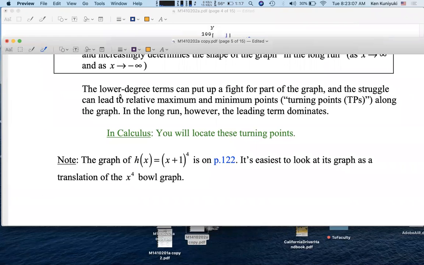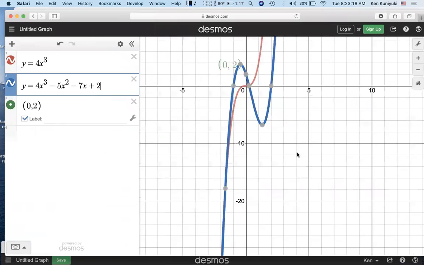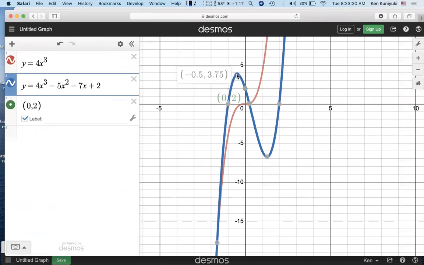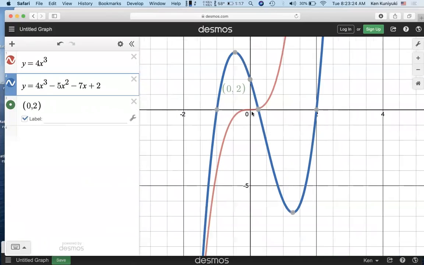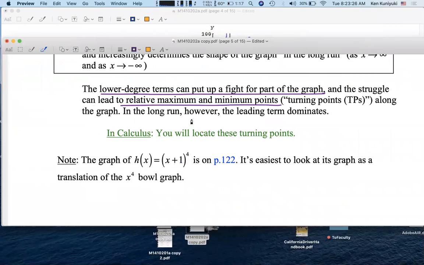So if x is close to 0, the lower order degree terms can put up a fight for part of the graph, and we can get some local or relative maximum and minimum points, turning points. We do get turning points up here and down here, but in the long run, the leading term dominates. By the way, in calculus, you'll locate the turning points.